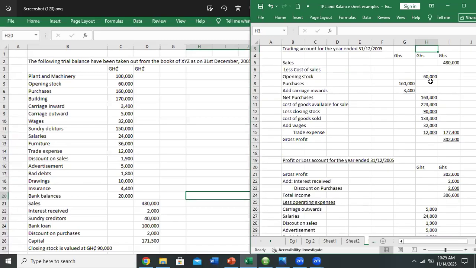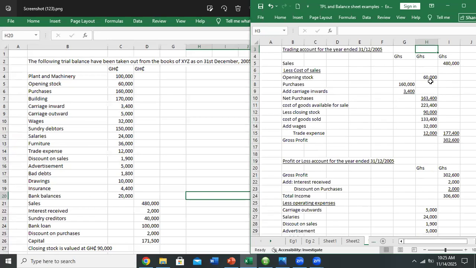Now, if the question. Yeah, Josephine, you have a question. Go ahead. Please, why is it that the trade expense didn't come rather under the less operating expenses? Yes, because it is a trading expense.